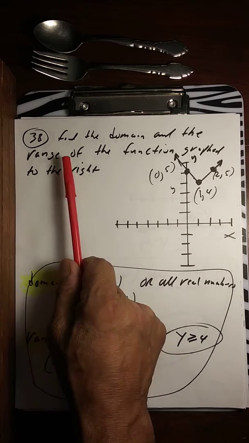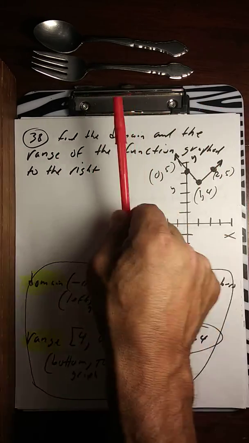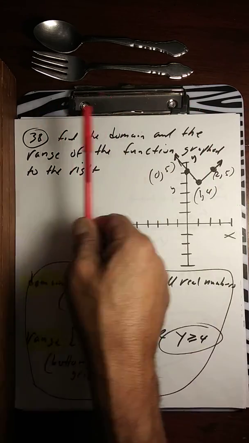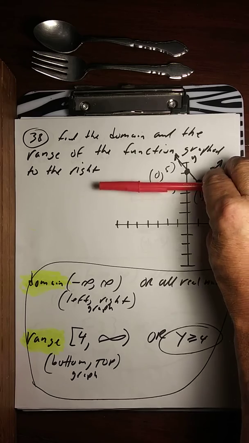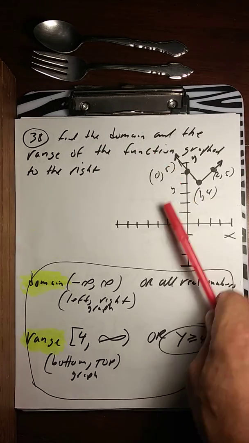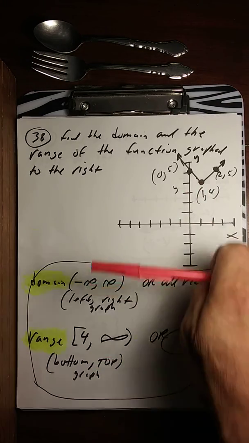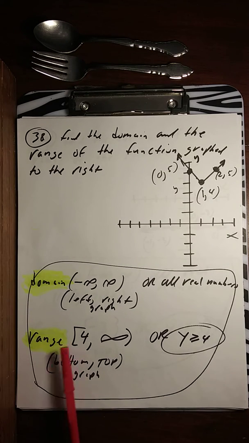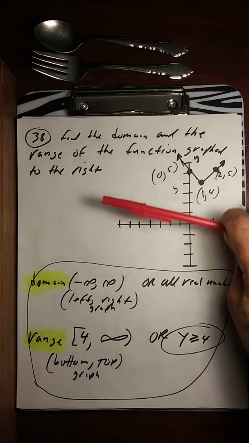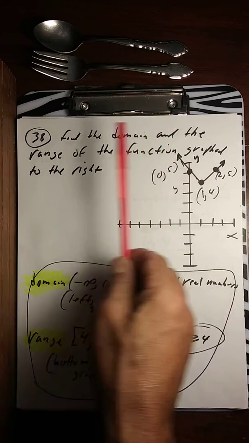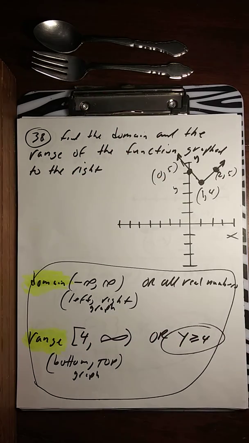Alright. Find the domain and range. Domain is this way. So domain goes what? Negative infinity to infinity. Range goes from the bottom to the top. So the bottom is this, 4, and then it goes up. So the range is from 4 to infinity, or y is bigger than or equal to 4, right there, that way. Domain, range is that way.